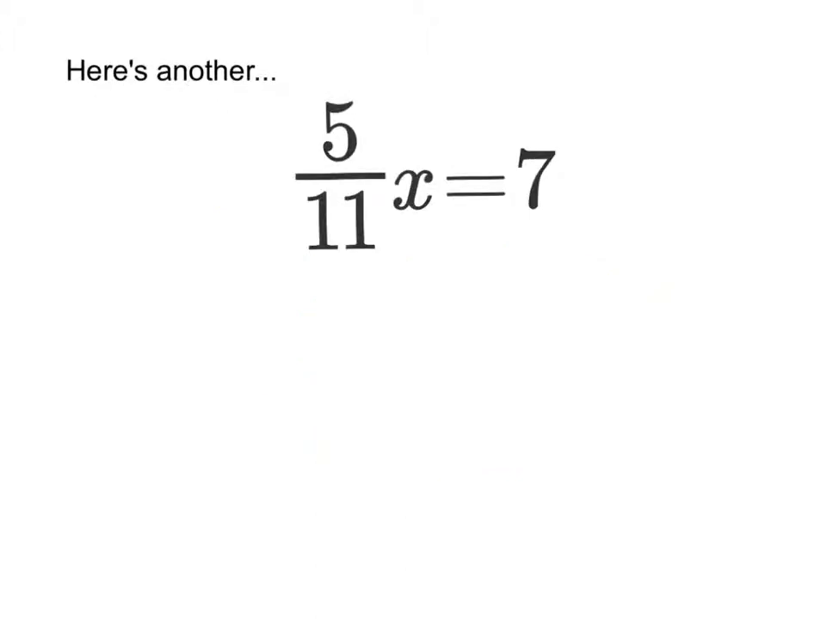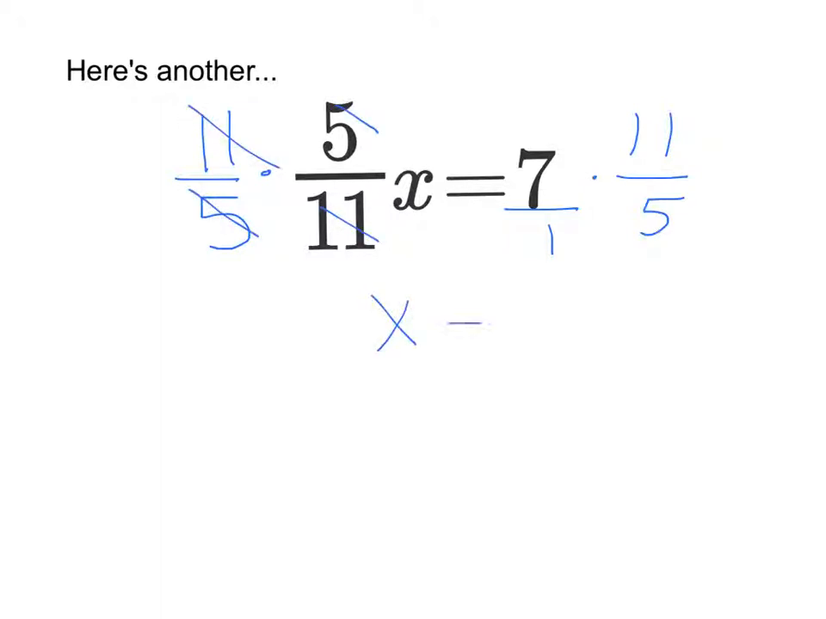Alright, here's another one. Take a second, pause the video, and try it by yourself. You should have multiplied by the reciprocal, 11/5. When you multiply on the right-hand side, you will need to put 7 over 1 in order to multiply a fraction times a fraction. So you can see on the left-hand side, 11 cancels with 11 and 5 with 5, leaving just the x. And on the right-hand side, we end up with 77 over 5.